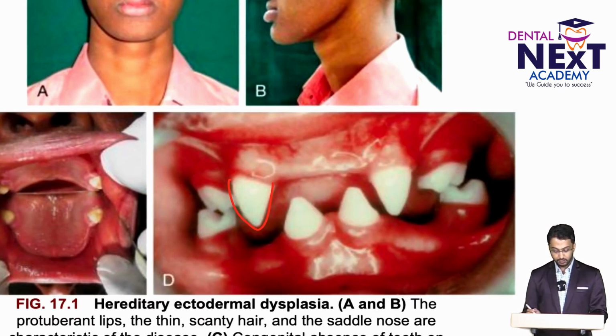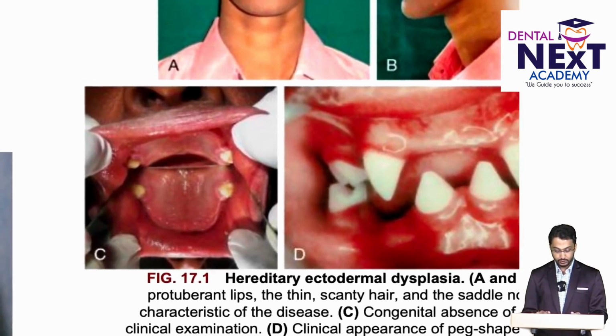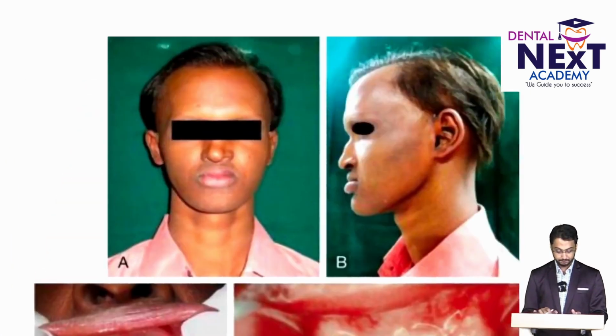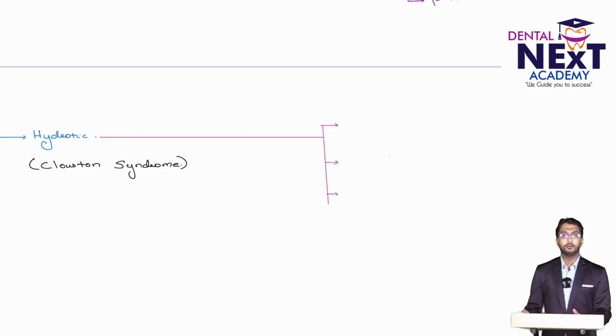So these are the typical features of anhydrotic ectodermal dysplasias. Again, the other picture is also the same. Now, if you come on to the hidrotic form, that is the Clouston syndrome form. The other one was Christ-Siemens-Touraine syndrome. At least remember Christ. This is Clouston, so hidrotic.